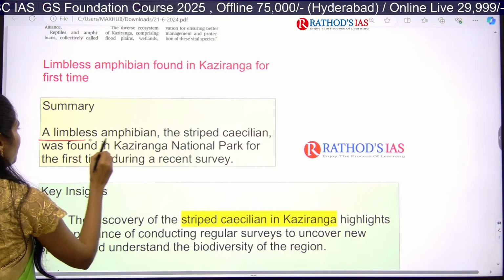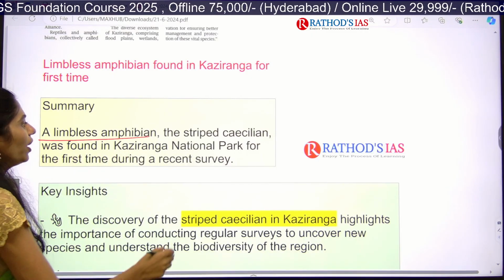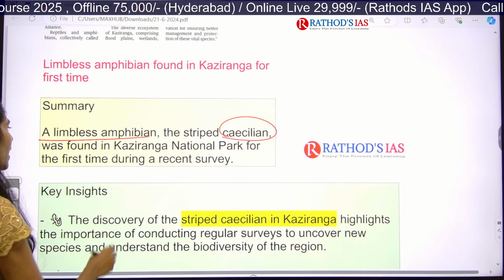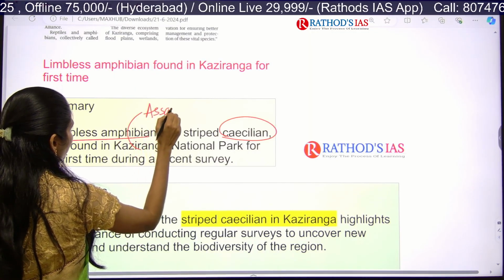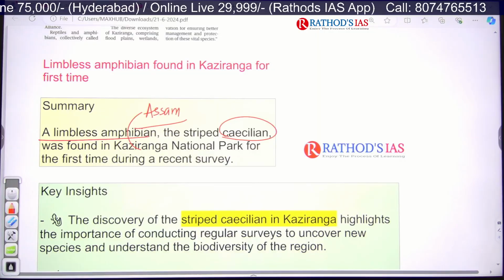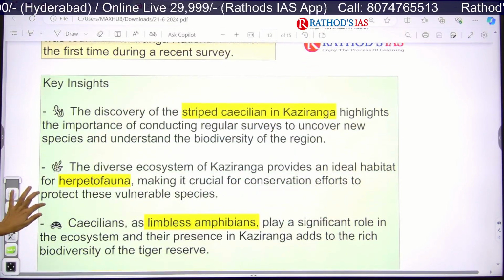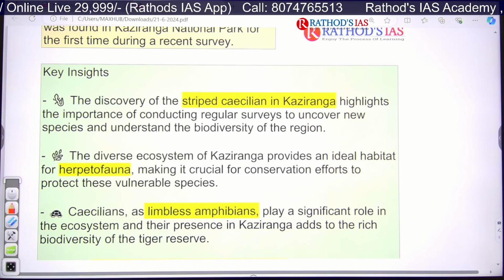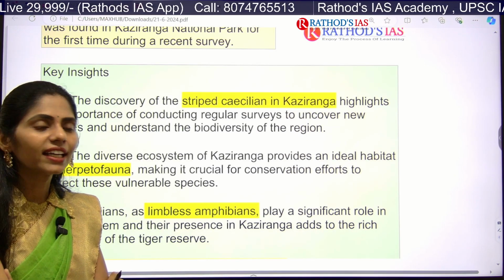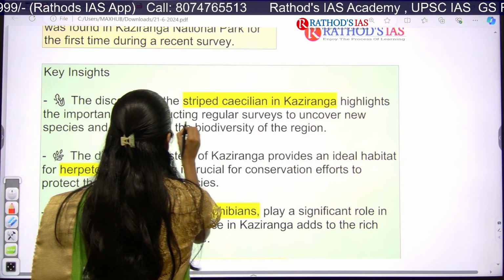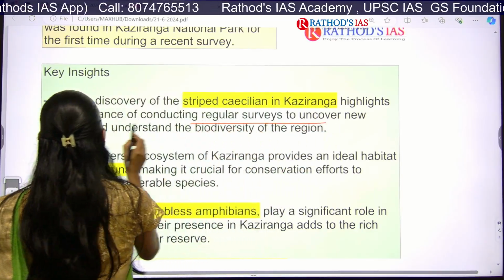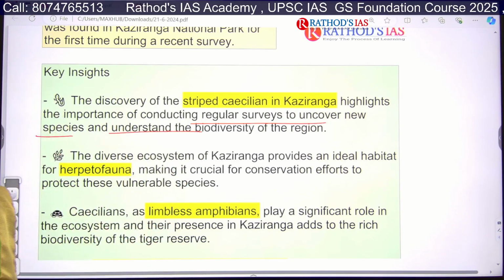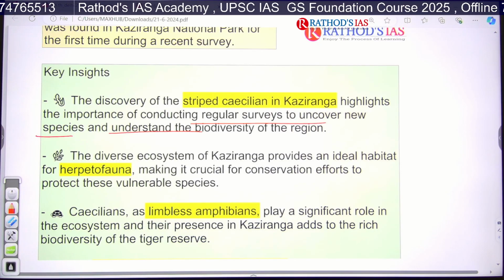It says a limbless amphibian, belonging to the caecilians, was found in Kaziranga National Park, located in the state of Assam, for the first time during a recent survey. So what are the insights? The discovery of this tripled caecilian in Kaziranga highlights that we have to do regular surveys to uncover new species, and we have to understand the biodiversity of this region. Understanding the biodiversity of this region is also very important.